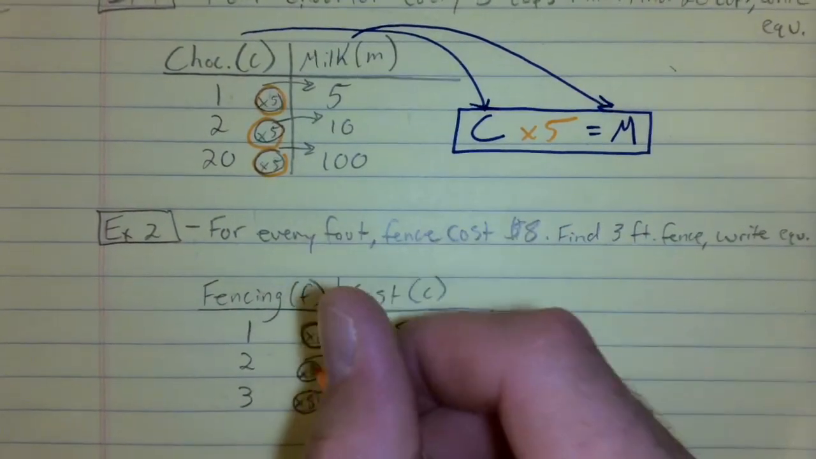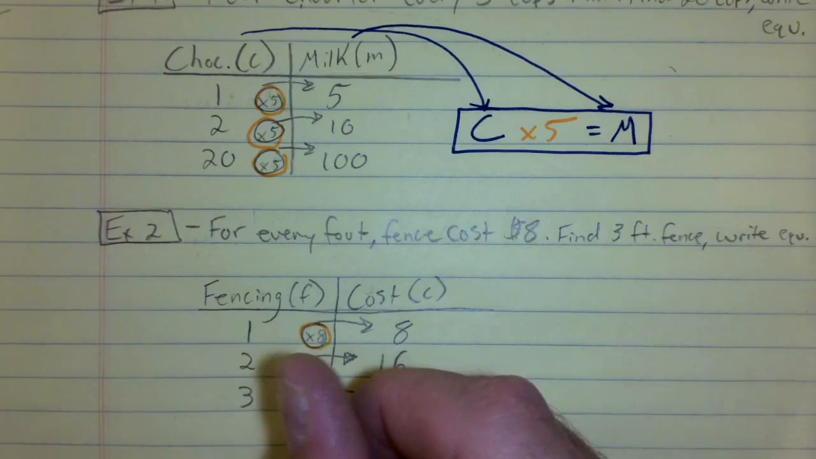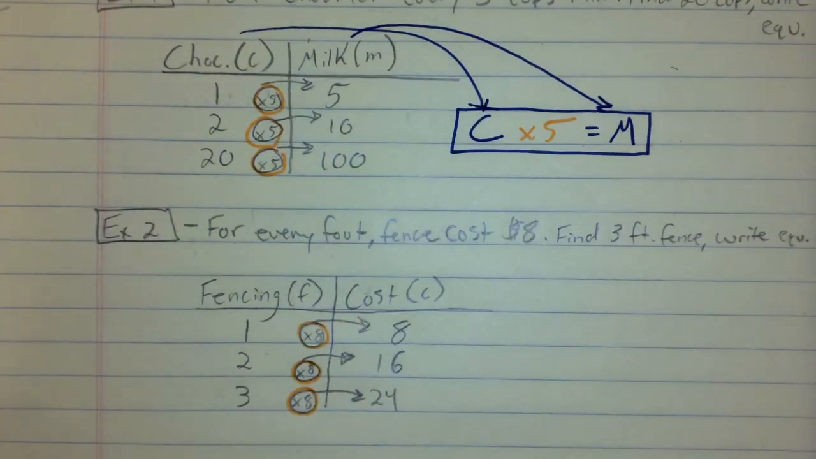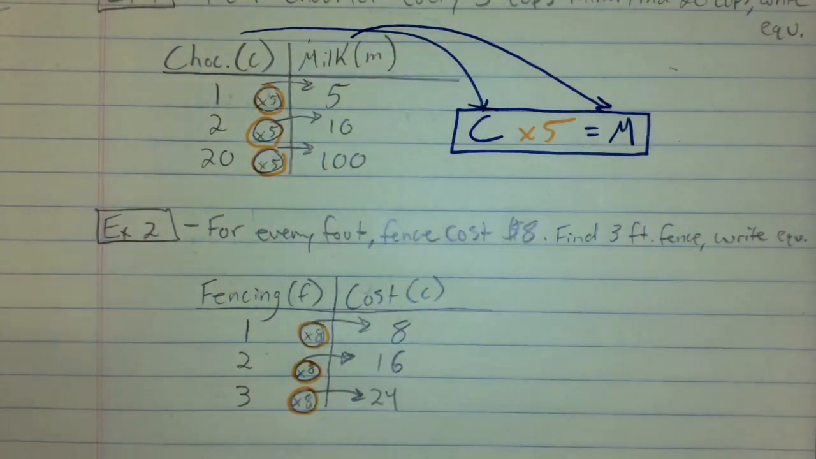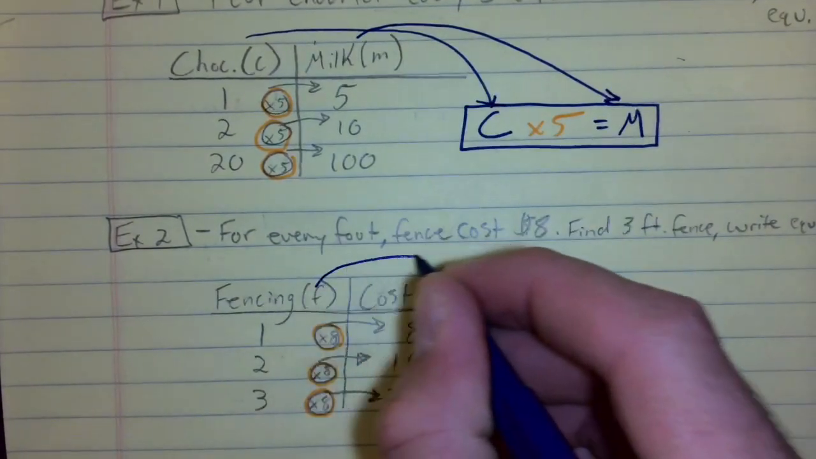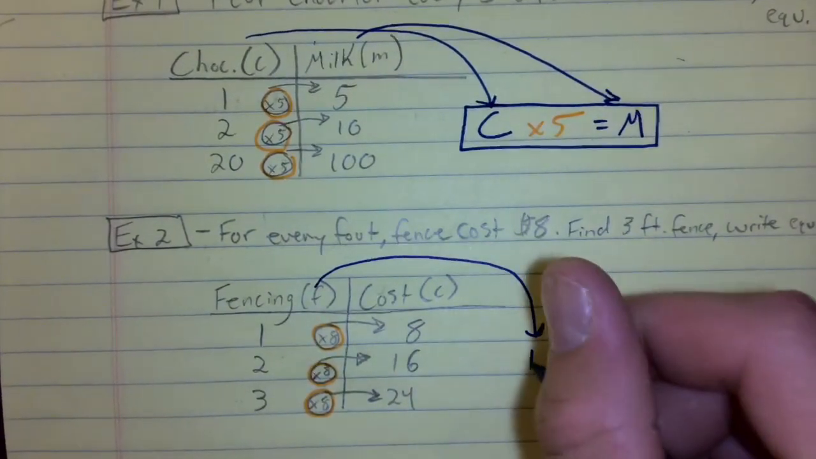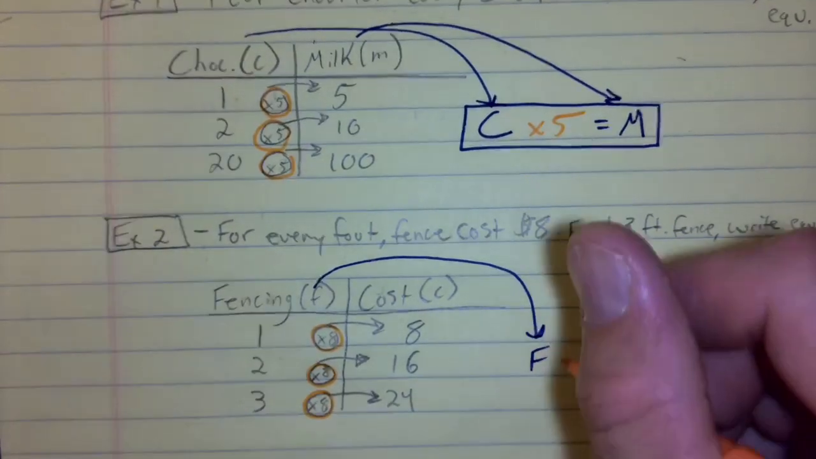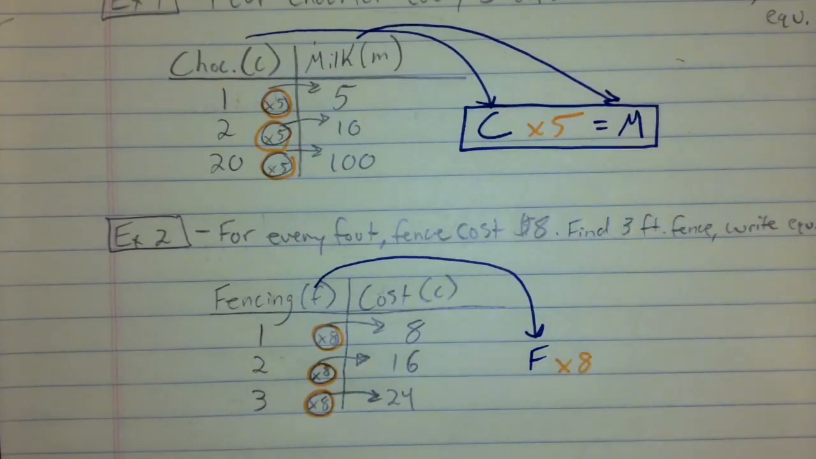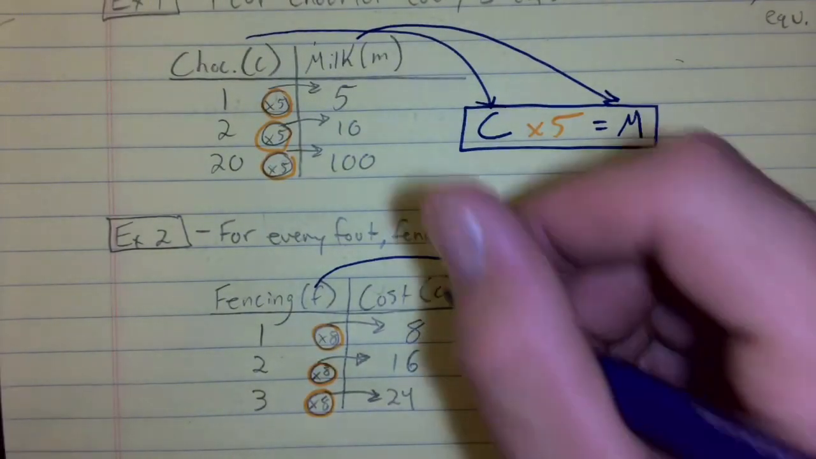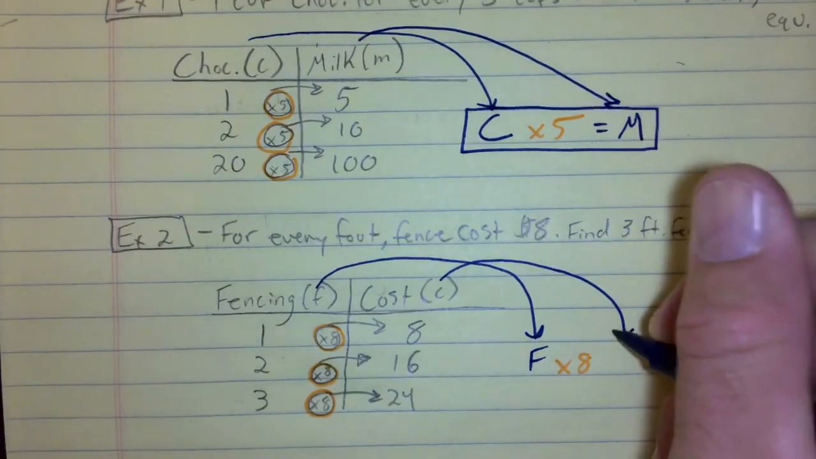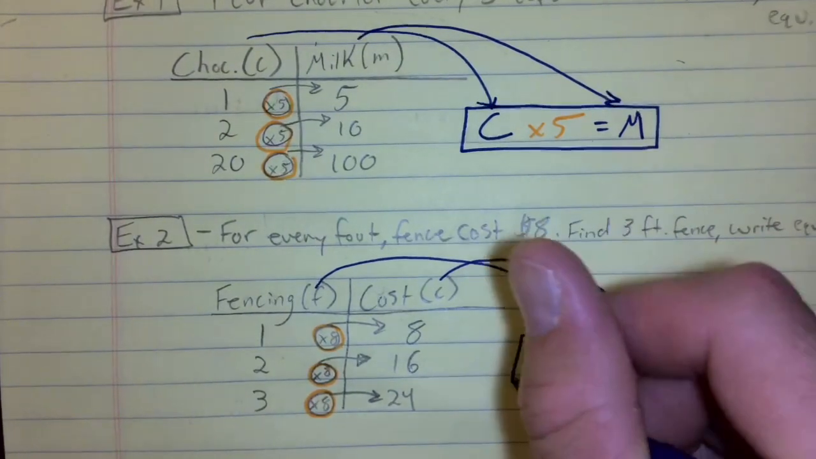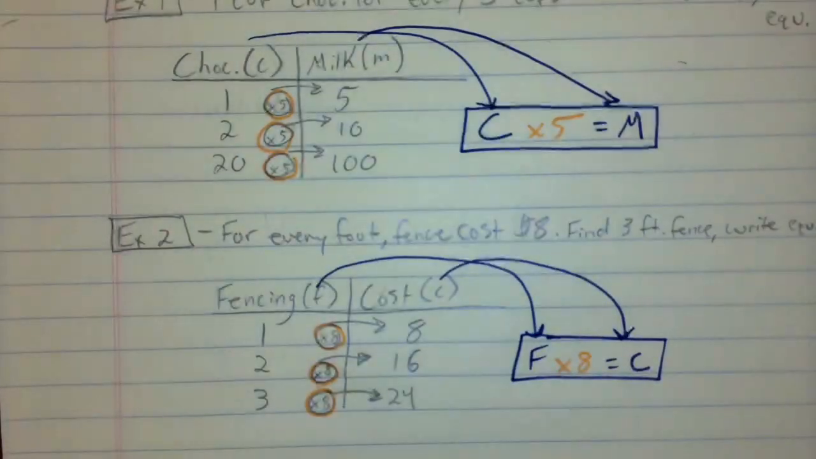So step 2 is complete. We just multiplied by 8 to find our relationship. And then step 3 says, write equation using variables. So use your variable F for fence. Just put down F. And then what do we multiply by here? Well, that's times 8. F times 8 equals, well, our last variable is C, equals C. That's it. F times 8 equals C. Let's go and try another one.